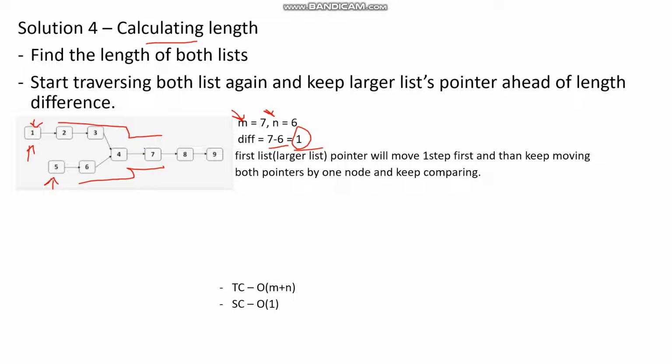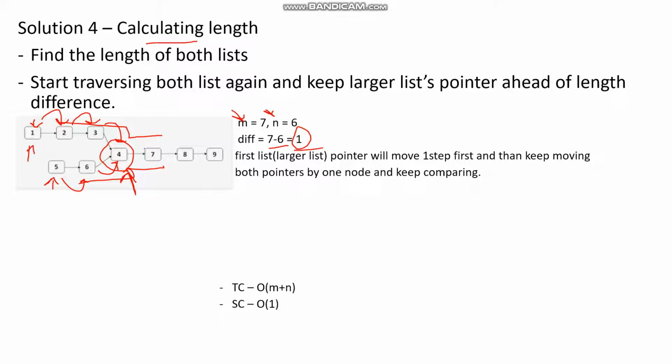In our case it's 1, so we will be moving this larger linked list pointer one step further, and after that we will keep moving both our pointers by one step. Again it will come here, here, here, and here. At the time when both the pointers are pointing to the same node, we have found our merging point and we will return that node.